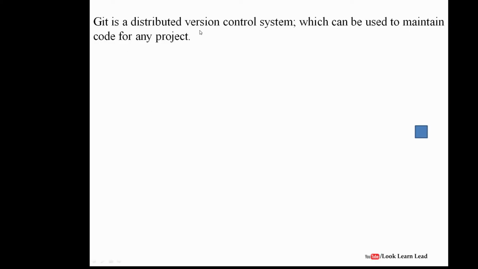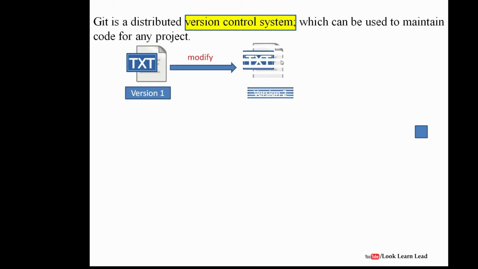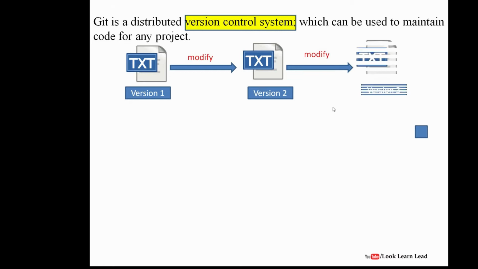Git is a distributed version control system which can be used to maintain code for any project. Now what is this version control system? Suppose you have a text file of version 1, and after modification we have the second version of the same text file, and after further modification we have the third version of the same text file. That is, we have 3 versions of the same file. So the work of the version control system is to keep track of all these versions.